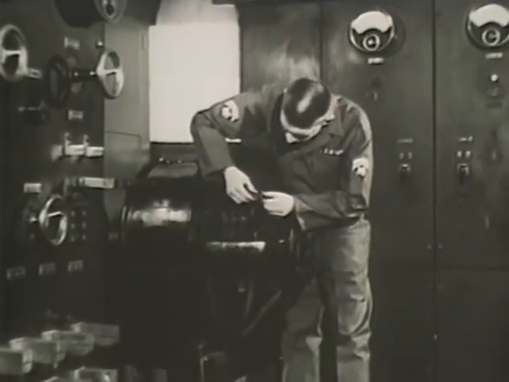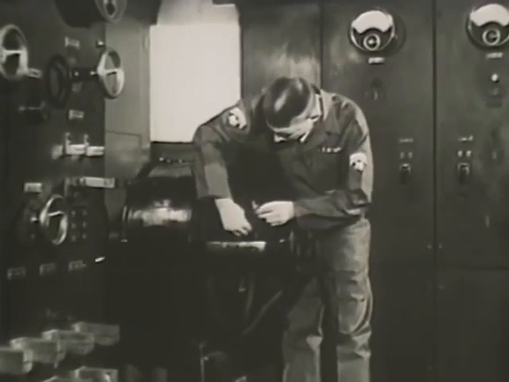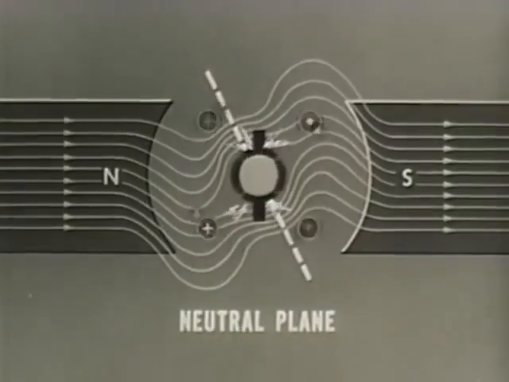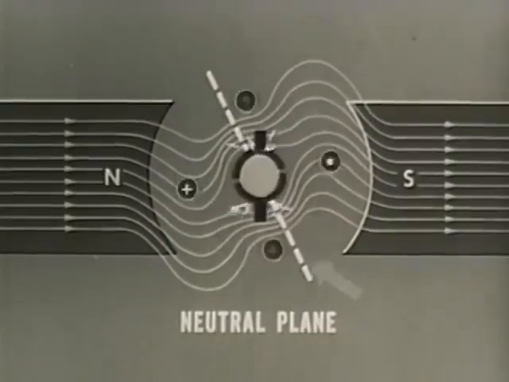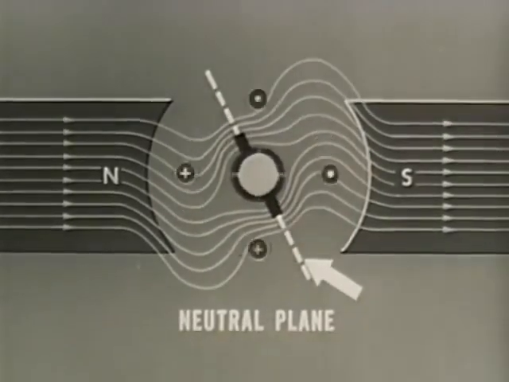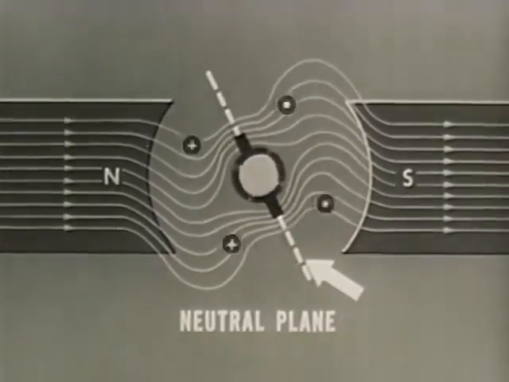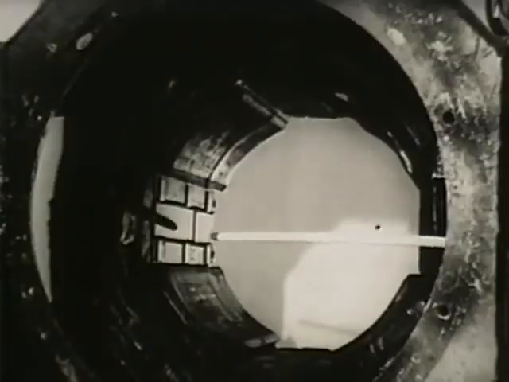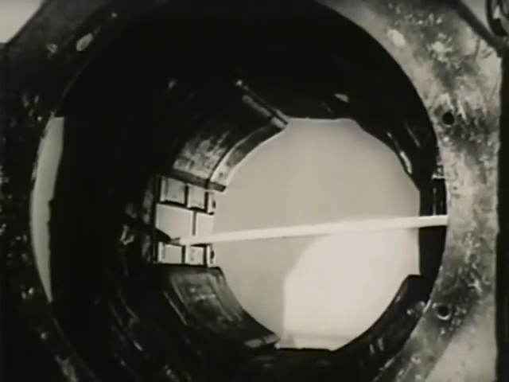One is by the adjustment of the brush position. The brushes are moved until they lie in the adjusted neutral plane. In the motor, as in the generator, small interpoles between the poles of the main magnets are also used to eliminate the shift of the neutral plane.